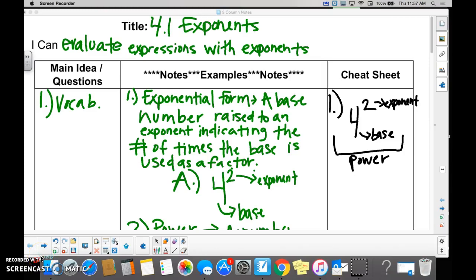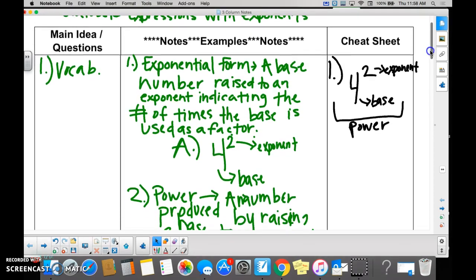4.1 Exponents. I can evaluate expressions with exponents. So today is our first section for chapter 4, and we're working on exponents. Some of this is review, some of it is a little new, and so here we go.